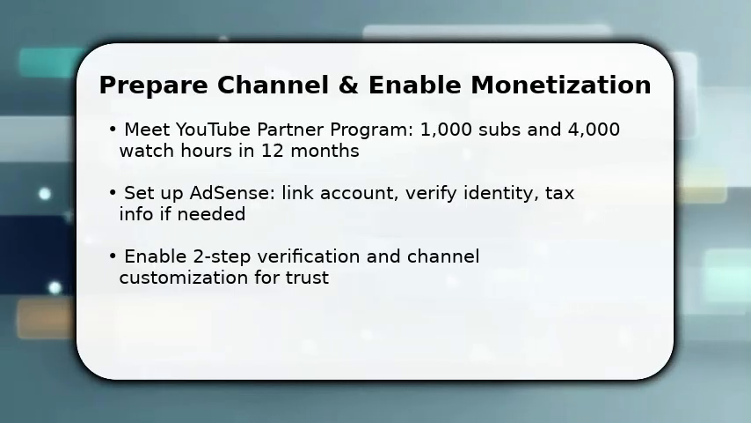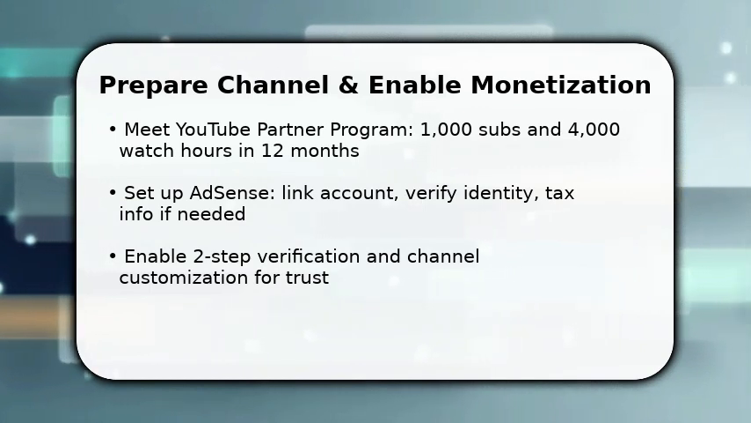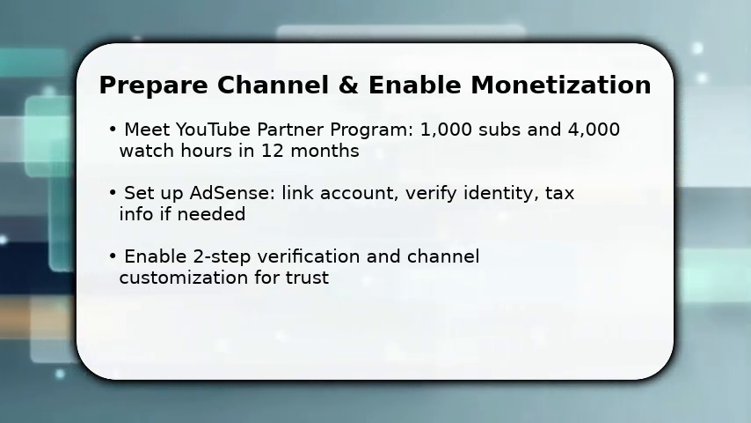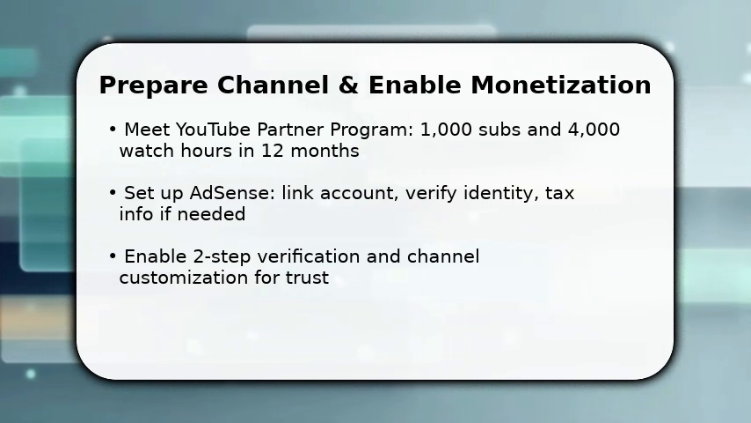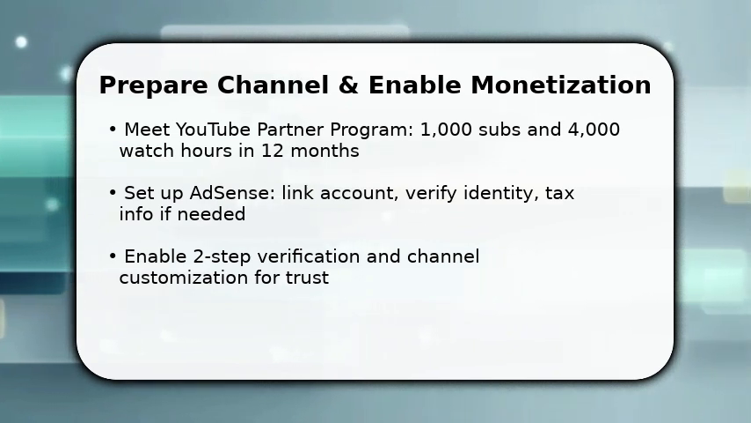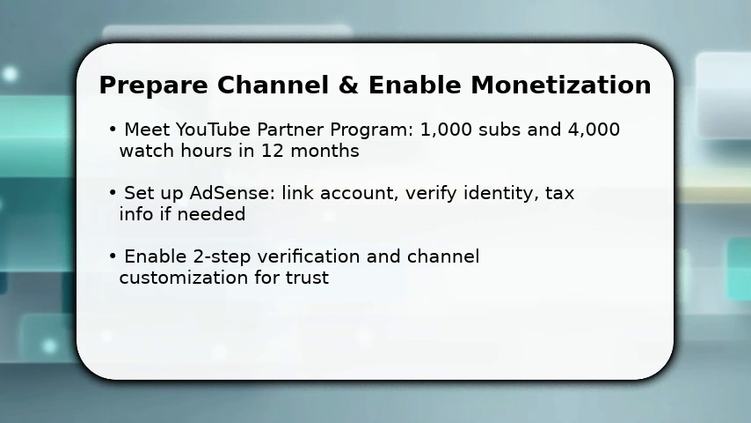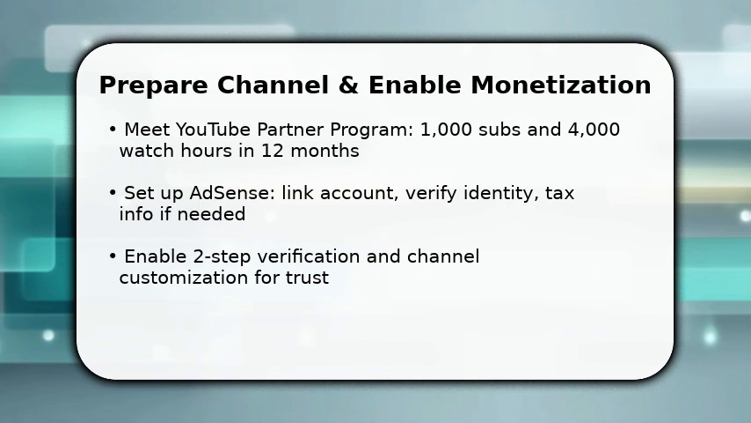You start by confirming the essentials. Reach 1,000 subscribers and 4,000 public watch hours, then apply to the YouTube Partner Program. Once done, link a verified AdSense account and complete tax and payment details so you can receive earnings. Make sure two-step verification is on and your channel branding is consistent to avoid review delays.